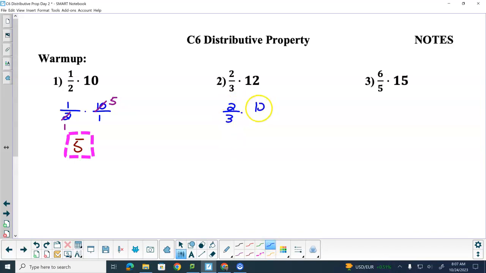2/3 times 12 over 1. We'll do that one the other way, where we get 24 on top, and we get 3 on the bottom. 24 divided by 3 is 8. We could also reduce first.